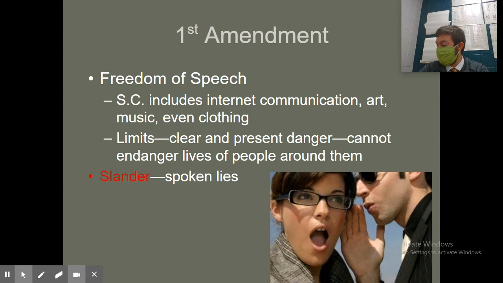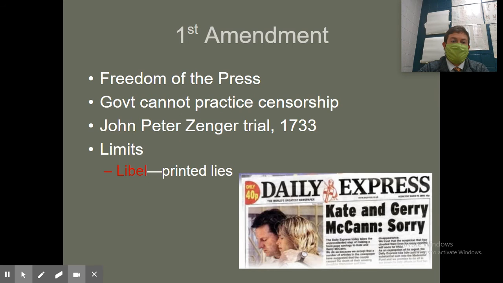Also, slander, which are spoken lies. The First Amendment also covers freedom of the press. The government cannot practice censorship. This was established during the John Peter Zenger trial in 1733. The limitation on freedom of the press is libel. So if it's been proven a lie, you cannot print a lie about somebody.